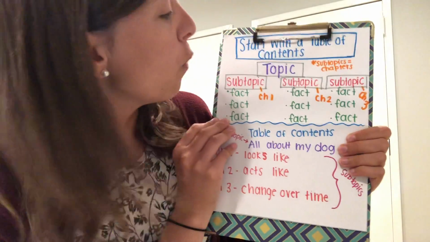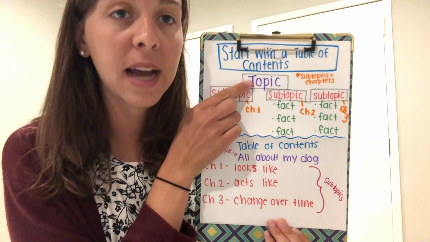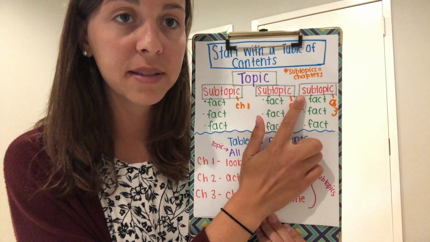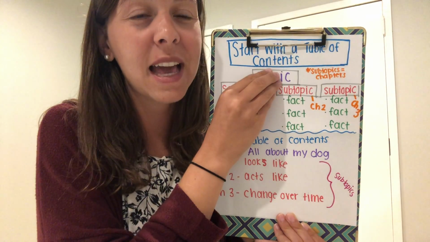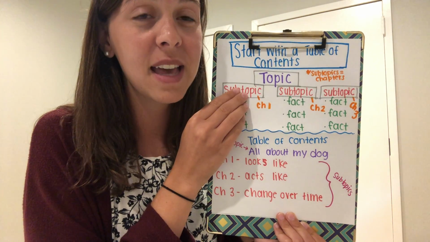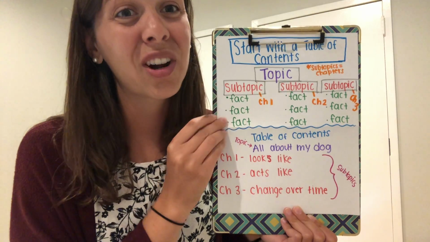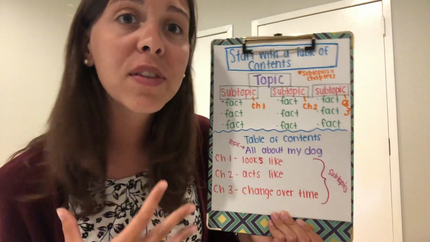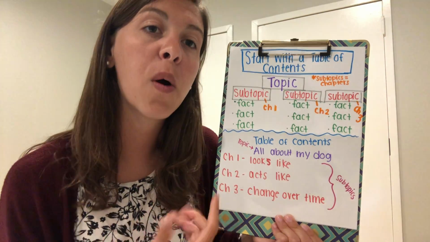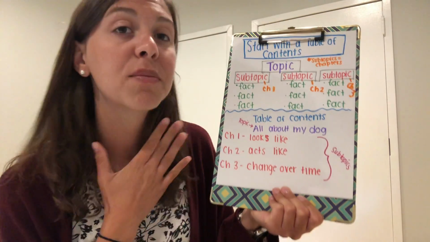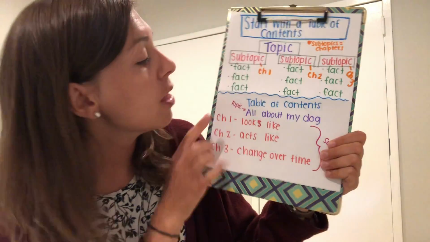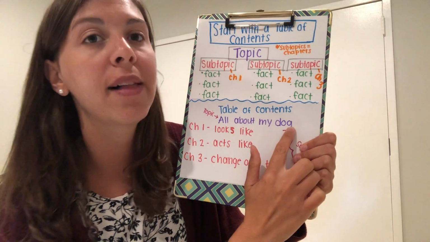So when we have our plan in mind, we have our topic and we have our subtopics, which are things that fit into that category but are a little more specific. And then we have some really specific, detailed information that are called facts. So once we have those ideas, we can create our own table of contents. So my table of contents is going to be all about my dog. This is my topic, all about my dog.